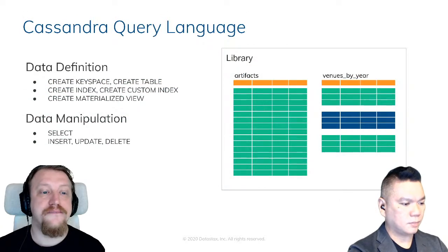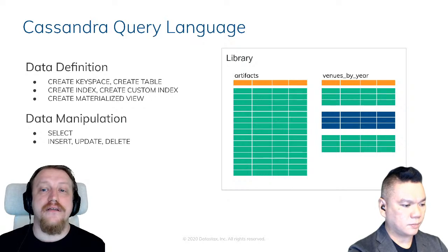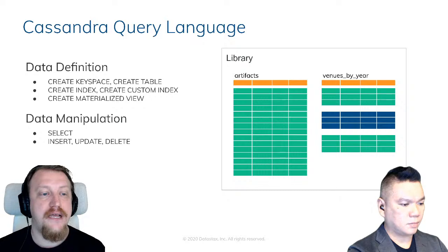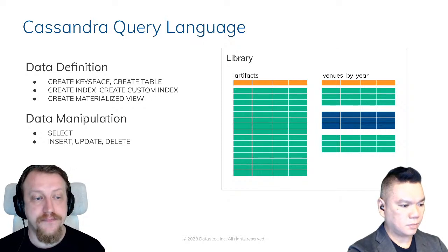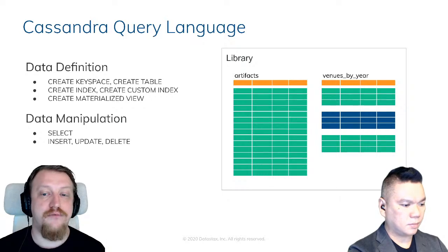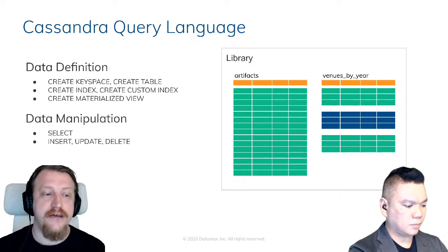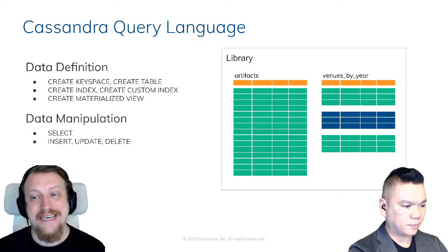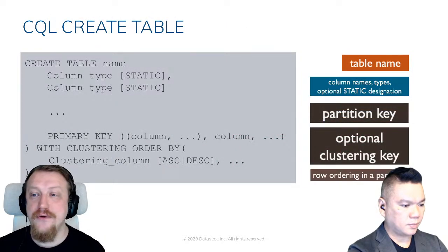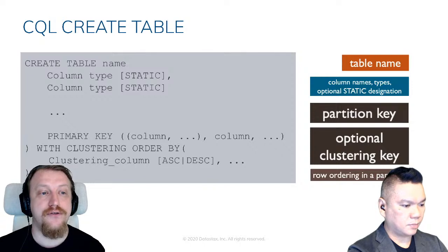Then we work with data in Cassandra using Cassandra Query Language. For the data definition language, there are statements like create keyspace, create table, also create index or custom index, and also create materialized view. And data manipulation language, you all know that's pretty typical: create, read, update, delete. So select, insert, update, delete. Very familiar. And CQL create table has some features you need to know.